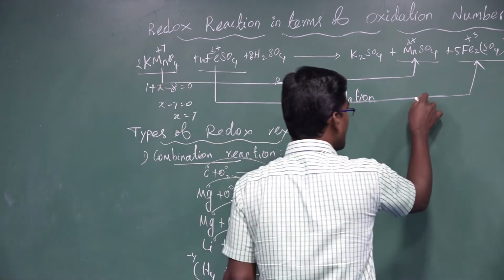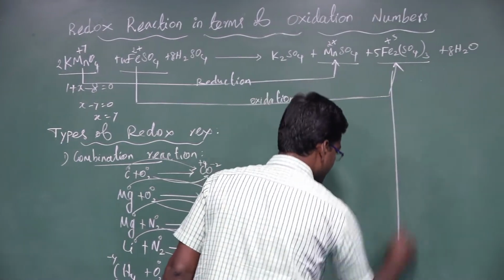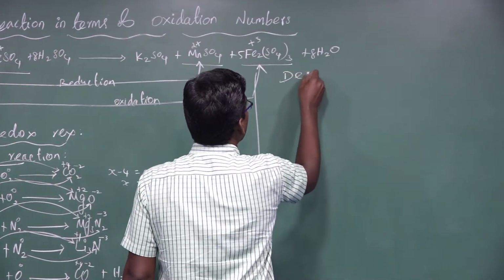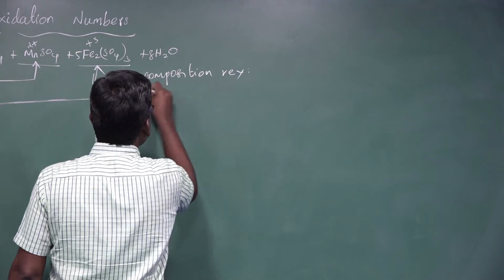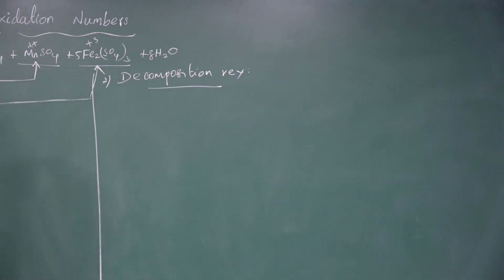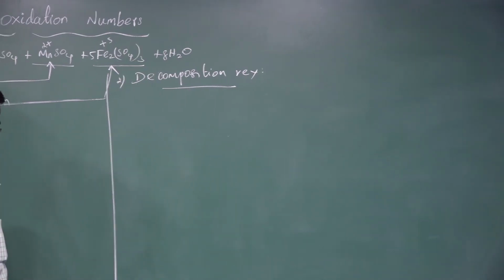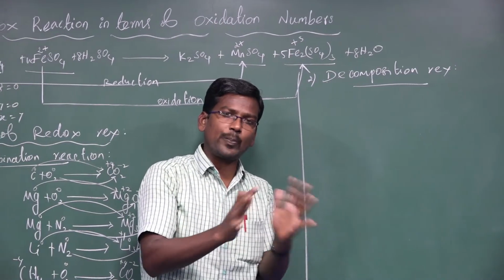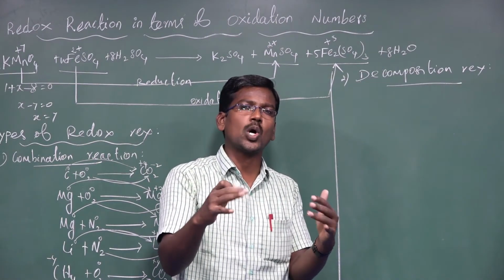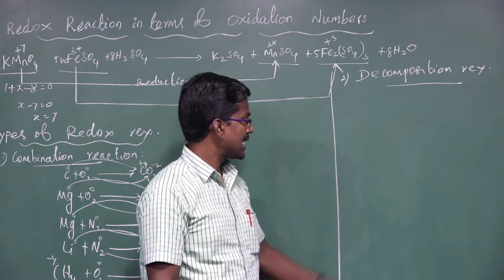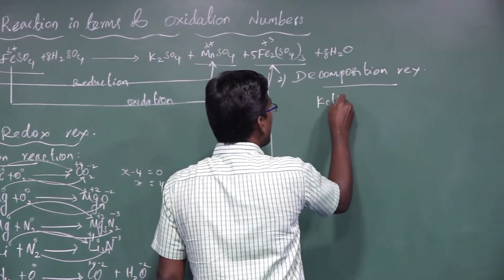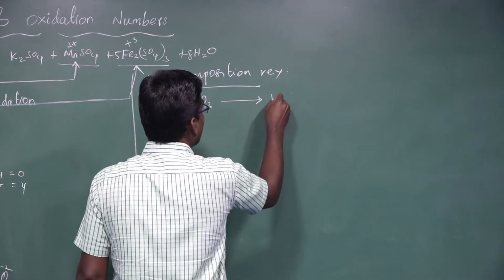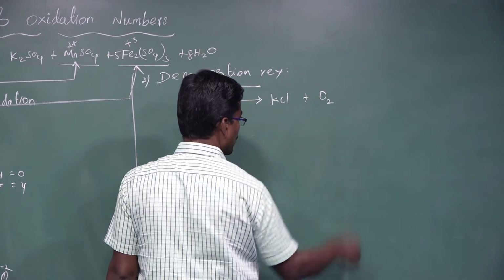Another one, the decomposition reaction. The decomposition reaction is the opposite of a combination reaction. It is a redox reaction in which a single compound breaks to form two or more elements or two or more new compounds, known as a decomposition process. For example, potassium chlorate, KClO3, decomposes to form potassium chloride, KCl, plus oxygen gas.